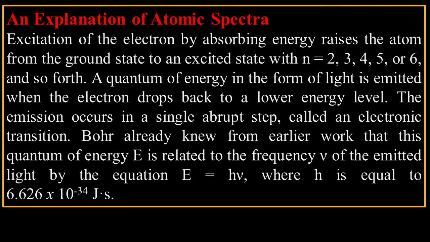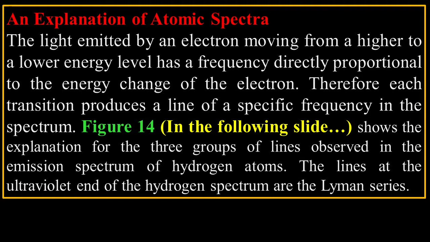Bohr already knew from earlier work that this quantum of energy E is related to the frequency nu of the emitted light by the equation E equals h nu, where h is equal to 6.626 times 10 to the negative 34 joule seconds, or that could be 6.63, what you'll see oftentimes in literature, times 10 to the negative 34 joule seconds. Now, the light emitted by an electron moving from a higher to a lower energy level has a frequency directly proportional to the energy change of the electron. Therefore, each transition produces a line of a specific frequency in the spectrum.